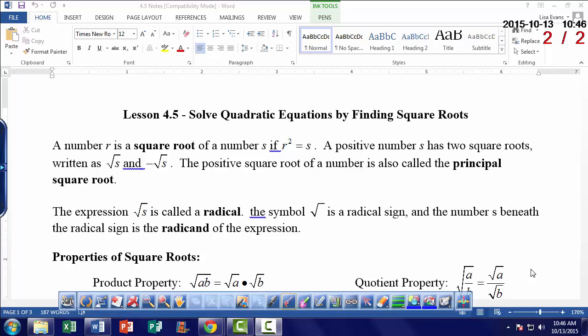Hello, today we're beginning Unit D. We're starting with Lesson 4.5. We're going to solve quadratic equations by finding the square roots.